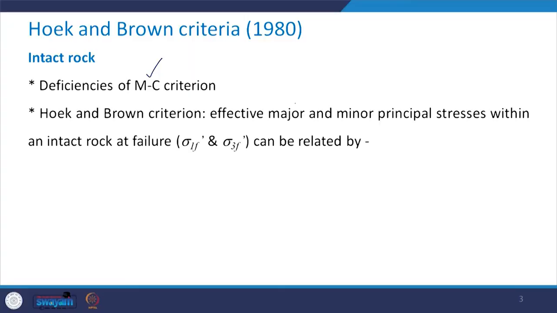What were these deficiencies? If you recall our discussion with respect to this Mohr Coulomb criterion, we discussed that in case of the rock mass where the discontinuities are also present, it is not really possible to get the parameters of Mohr Coulomb failure criterion in terms of effective stresses. And therefore, we just left there with a big question that how to determine these parameters.